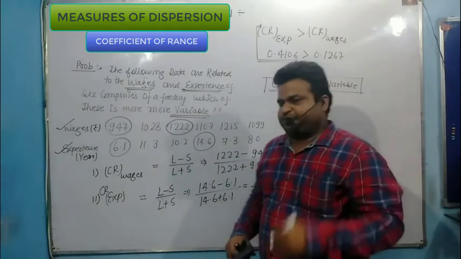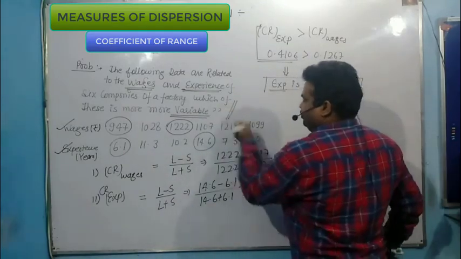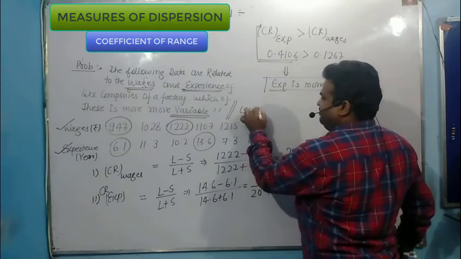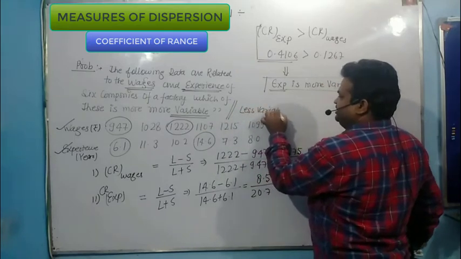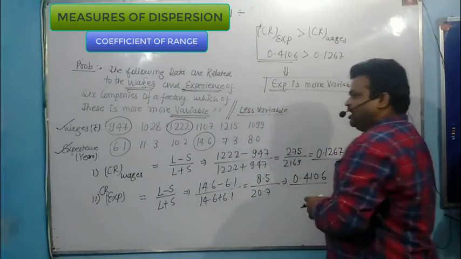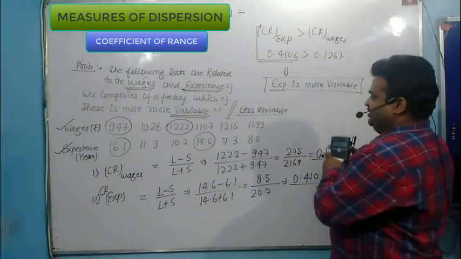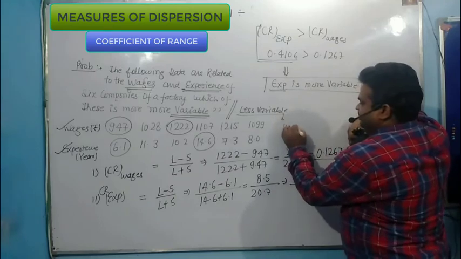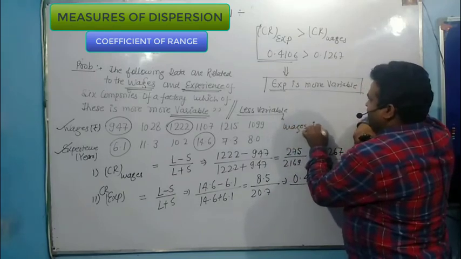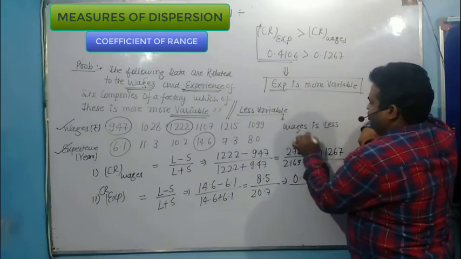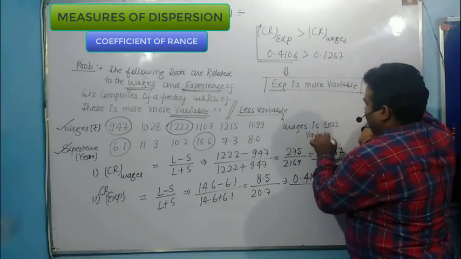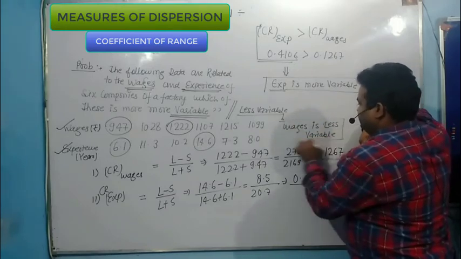Suppose in the same question you need to calculate the less variable term. Which one is less variable? The value of coefficient of range having the minimum value is less variable. So wages is less variable, having less variability in the data.